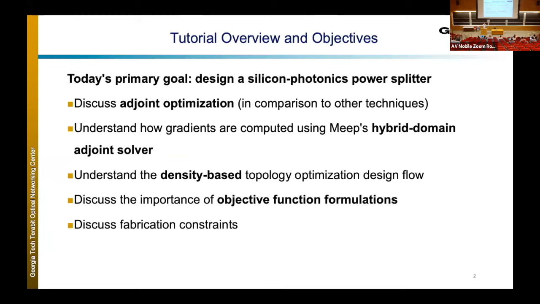And then we can't do adjoint optimization if we don't understand what gradient-based optimization is or how to compute gradients. So we need to talk about that. And then, of course, we want to talk about density-based topology optimization. There are lots of ways you could use quote-unquote topology optimizations, lots of parameterization approaches. But for the purposes of this talk, we'll focus specifically on what are called density-based methods, okay?